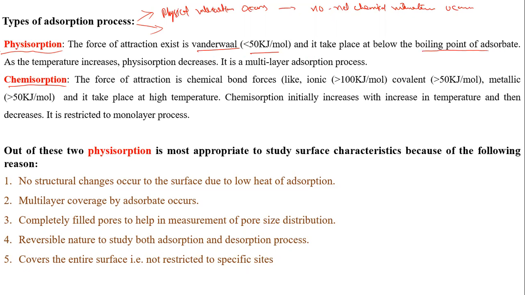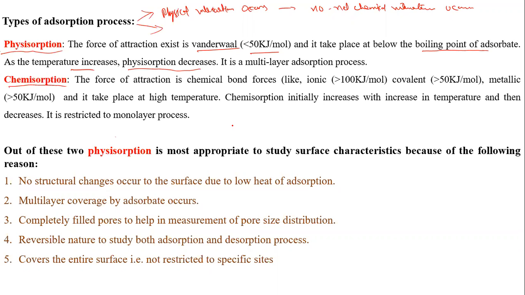The condition here should be that the adsorption should take place below the boiling point of the adsorbate. Otherwise, what will happen? The adsorbate will get dissolved. So if we increase the temperature, physisorption decreases. Why does physisorption decrease? Because if you provide heat to the surface, the movement among the molecules will increase, and this will lead to desorption instead of adsorption.